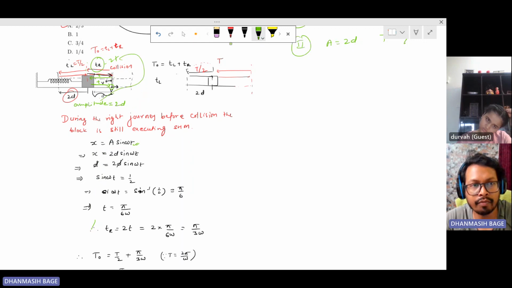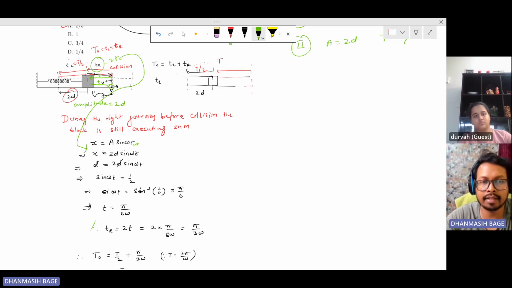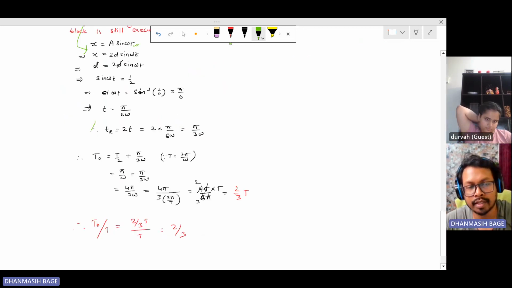T we can figure out from this equation. So once t is figured out, just double it. You will get TR, and then simply do this. T naught is simply equal to what? TL plus TR. That's it. TL is equal to T by 2, TR is equal to pi by 3 omega, and you'll get it.